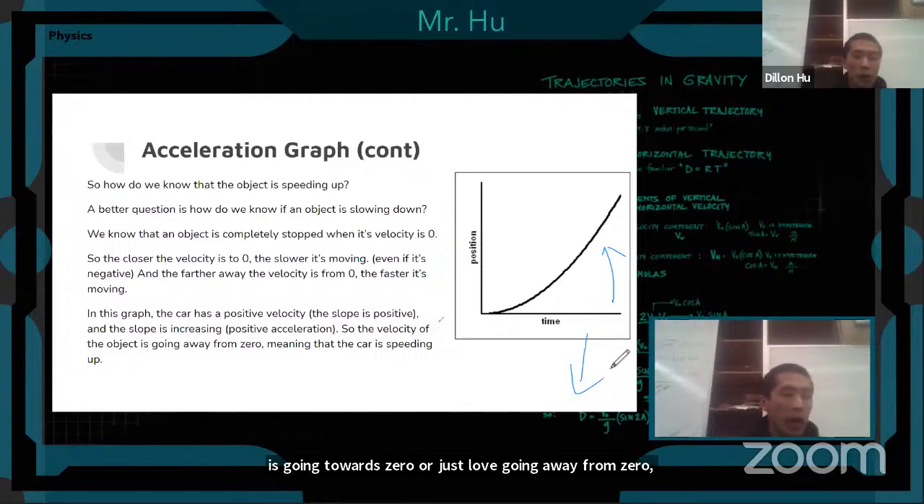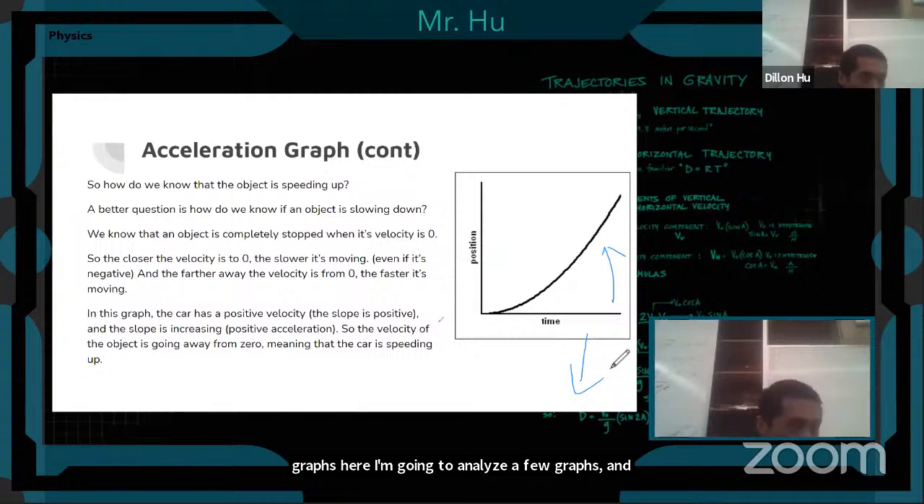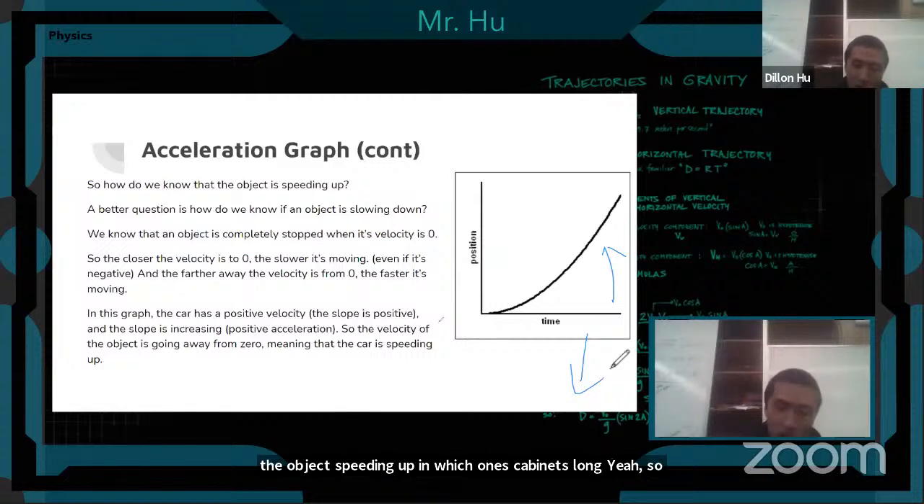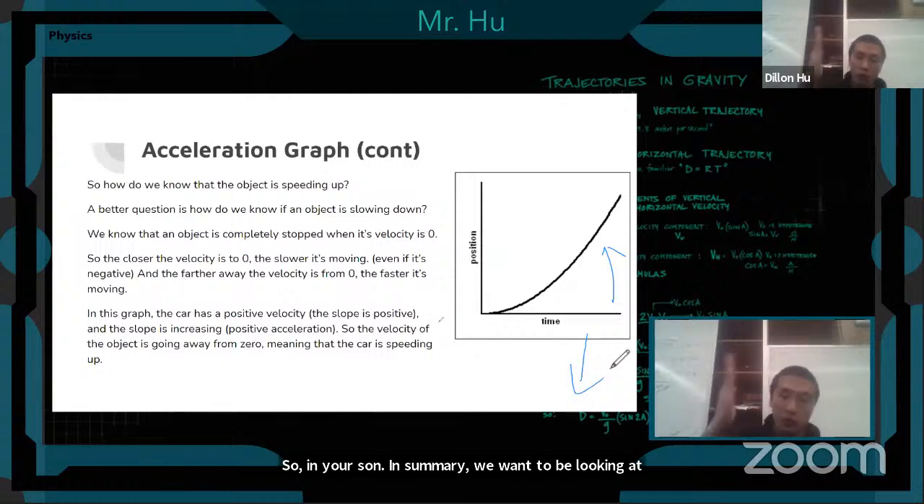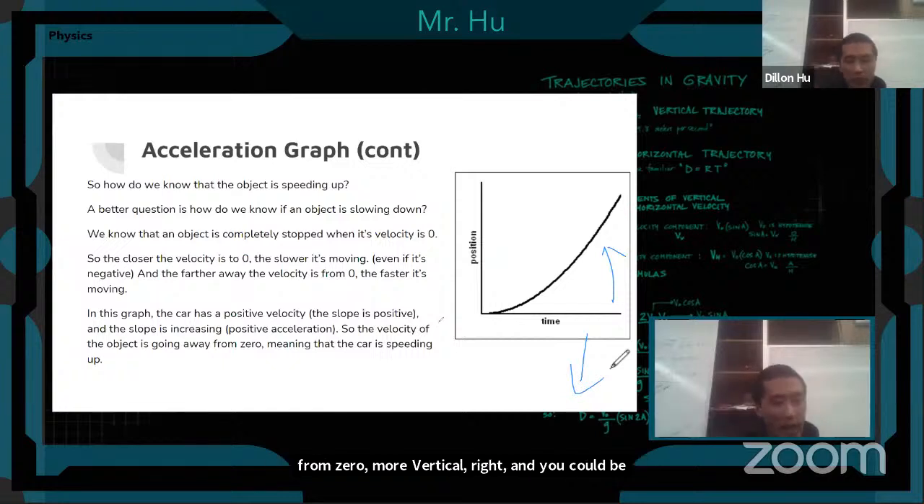So we're going to look at a few graphs here, and we're going to analyze them and try to figure out which of these graphs have the object speeding up and which ones have it slowing down. So in summary, we want to be looking at the slopes of the graph, and we want to be looking at whether or not the slopes are becoming closer to 0, so in other words, more horizontal, or if they're going away from 0, more vertical, right? And you've got to be looking at how these slopes are changing.